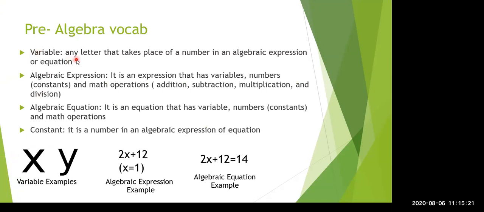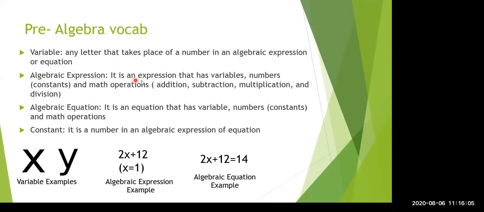A variable is any letter that takes the place of a number in an algebraic expression or equation. For example, x, y, a, b, c, d, any letter can be a variable. What it stands for is a number. In this example, it's 2x plus 12. In the parentheses, you can see that x equals 1. So this x is taking the place of 1 here. That's what a variable does. It just takes the place of a number.